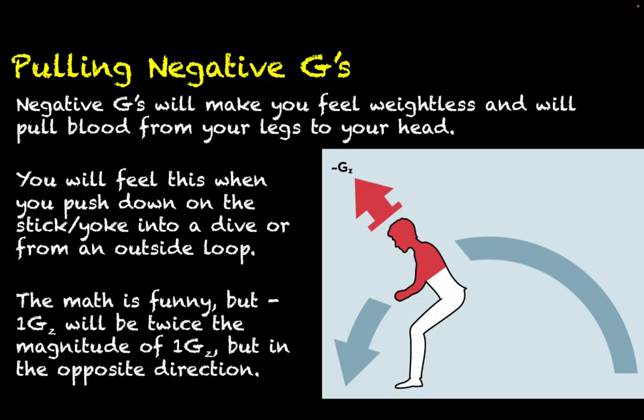Now, the math here is kind of funny, and we're not really going to get into it, but essentially, negative 1g will be twice the magnitude of 1gz, but in the opposite direction. So if you're pulling negative 1g, that actually means that the magnitude is twice that of Earth's gravity, but because it is balanced out by Earth's gravity pointing in the opposite direction, like I say, the math is funny, so I wouldn't worry about it too much.